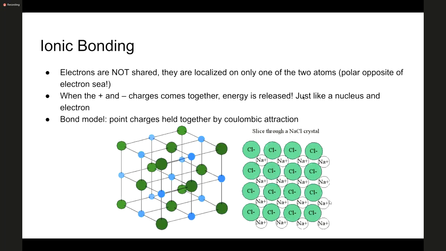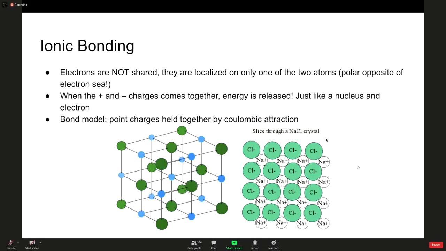All right, and then for ionic bonding, it's important to recognize that in ionic bonding, we are not sharing electrons. Electrons are only localized on one of the ions. So that's the polar opposite of the electron sea with the metals, where the electrons can move around. Ionic bonding, they are where they are.